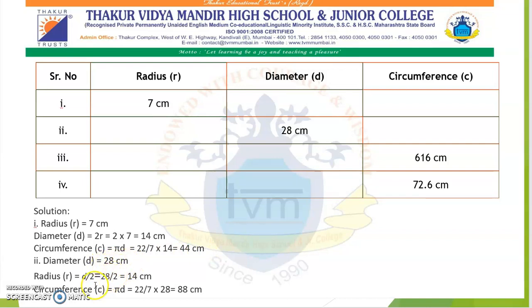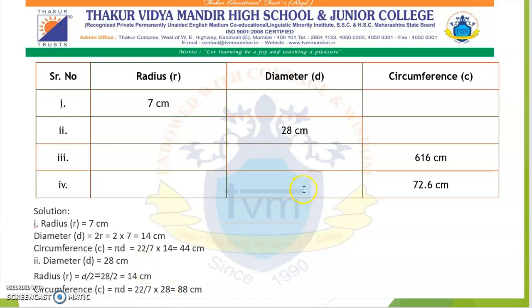Diameter d equal to 28 centimeter. Radius we have to find, so we know that radius is what? Half of the diameter. So diameter divided by 2, we will get the radius. Circumference C equal to pi d, 22 by 7 into 28, we get 88 centimeters.